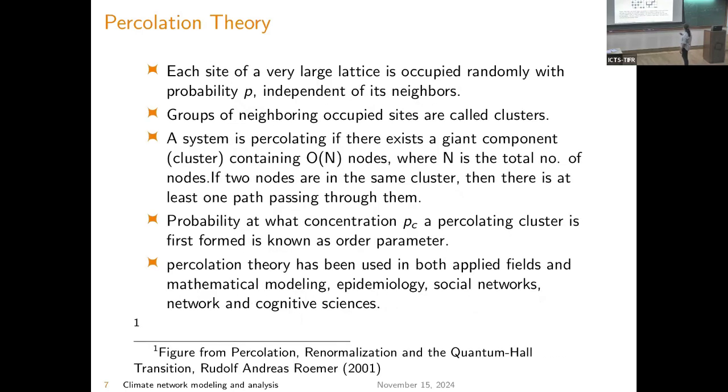So, percolation theory. Each site of a very large lattice is occupied randomly. So you have a general idea about percolation theory. The network is percolating when there is a percolating cluster present in the lattice at a particular probability, p_c, at which the percolation happens. That means the lattice is percolating, or a percolating cluster is formed, and that is known as the order parameter. It has been applied to many fields: mathematical modeling, epidemiology, social networks, and also in cognitive science.